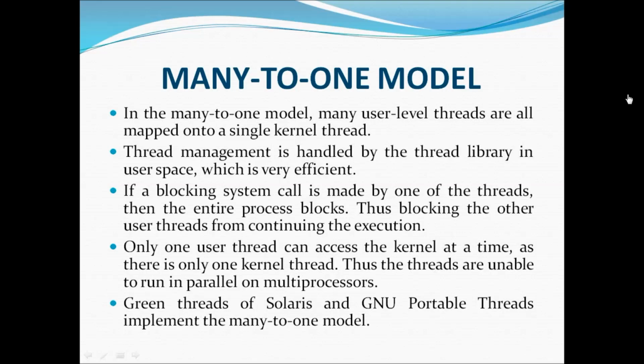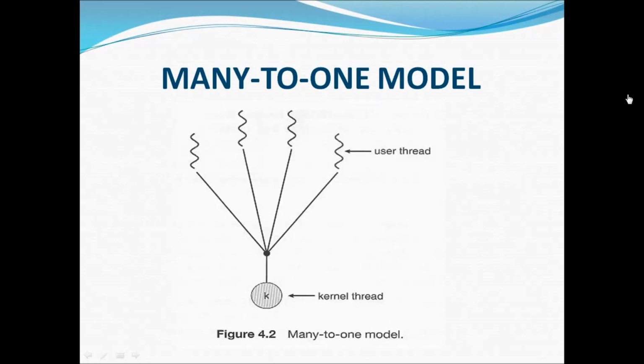That means you can't execute the remaining threads here, right? Only one user thread can access the kernel at a time. Here so many user threads are there, but only one thread can use the kernel at a time because only one kernel thread is there. If you block only one thread, it may result in blocking of all the other threads. That is the disadvantage.